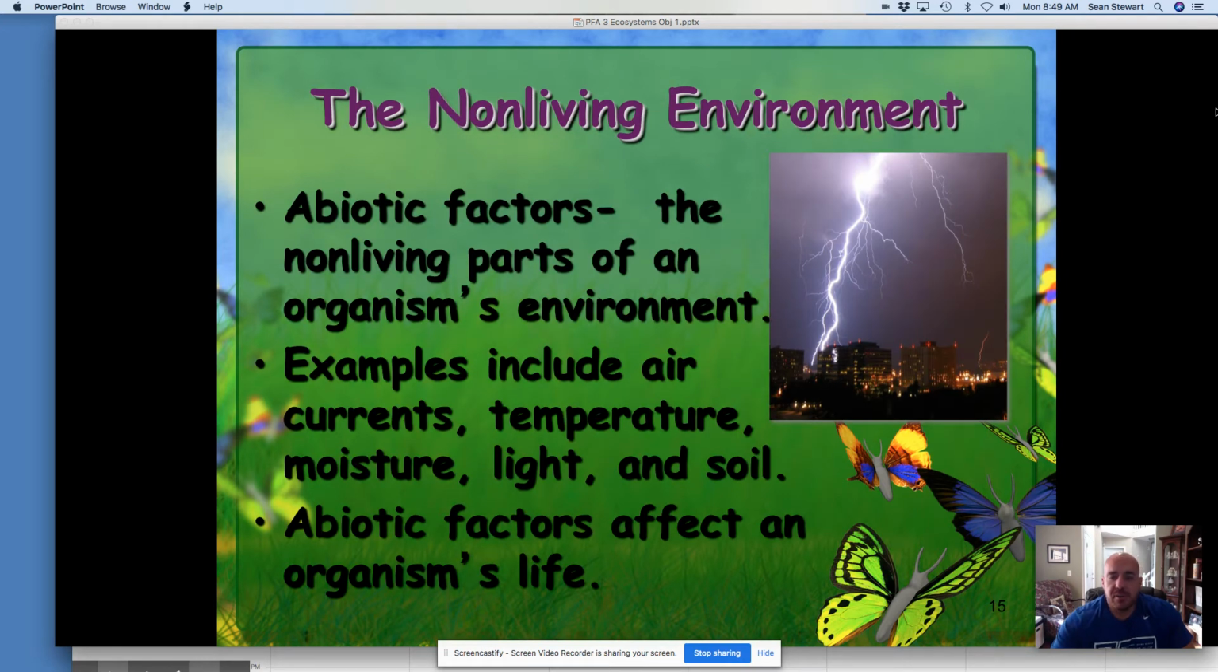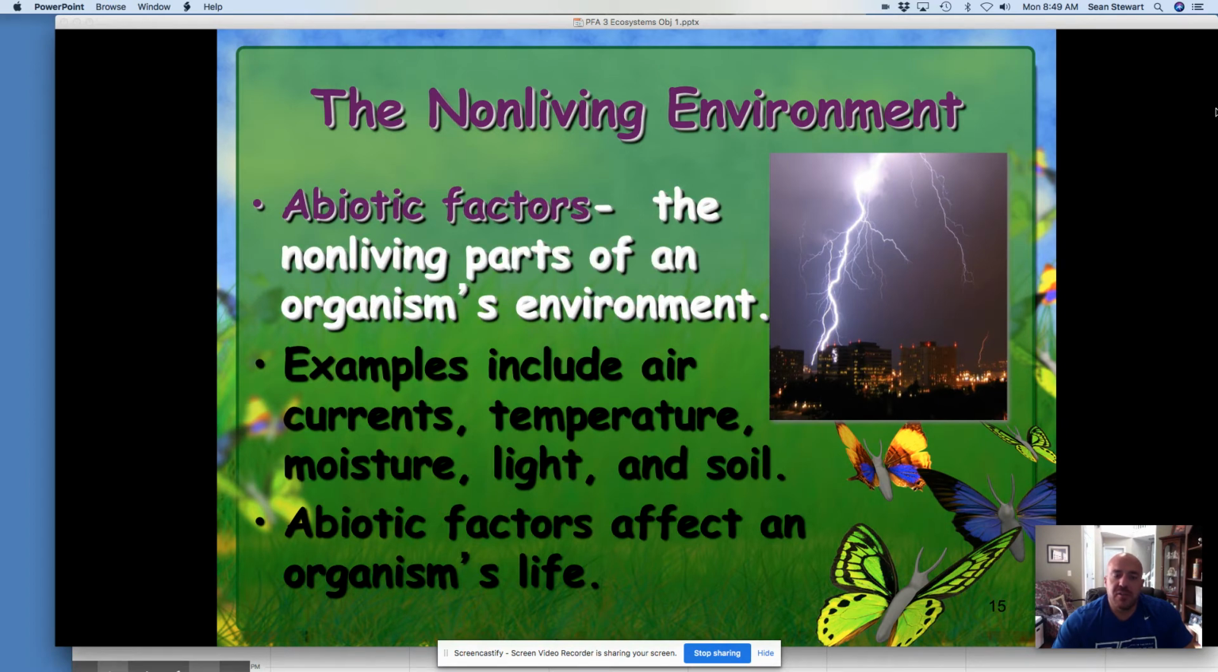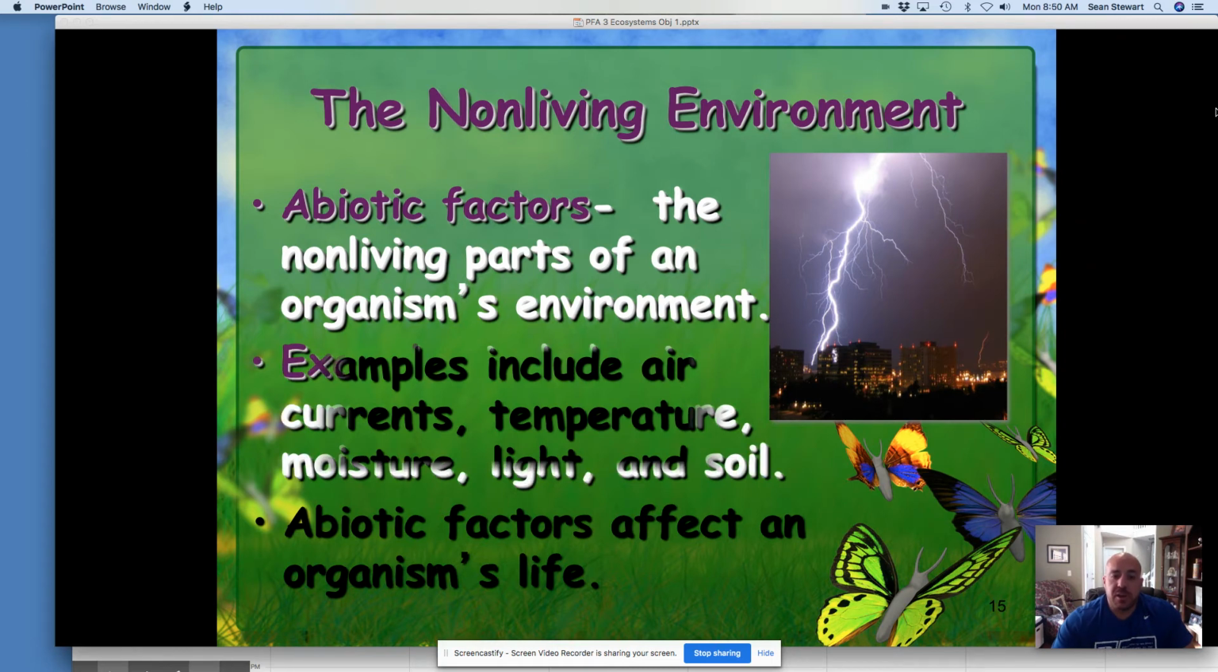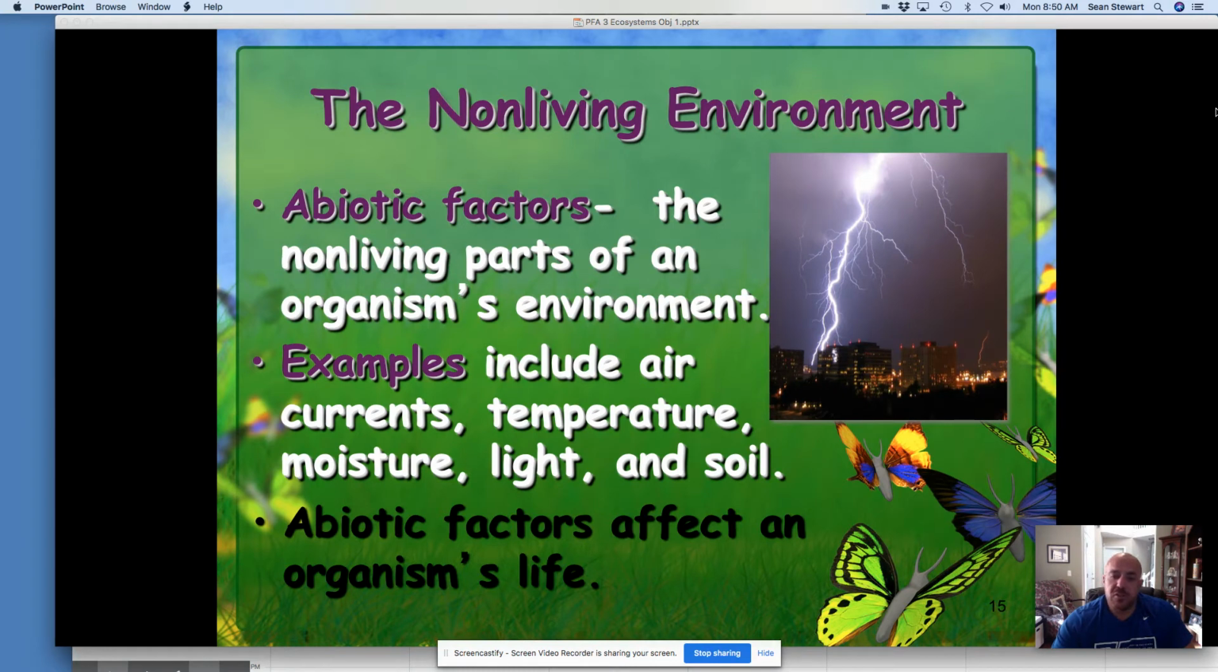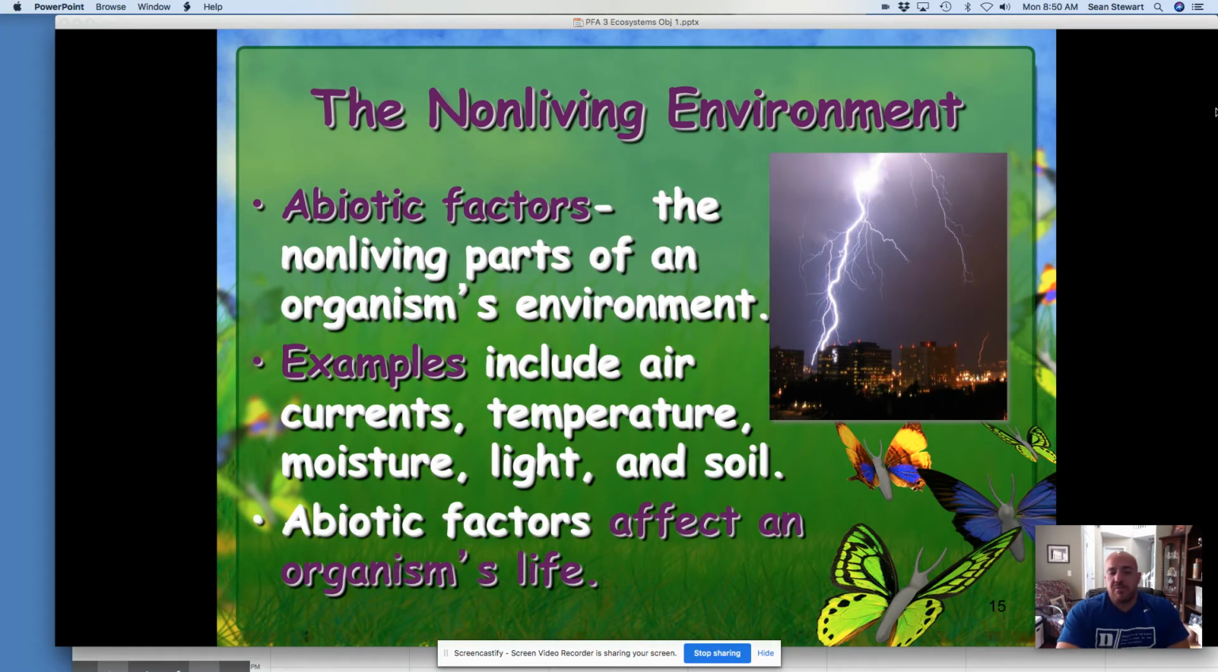The non-living environment, we said ecology studies the living and non-living parts of the environment. The non-living is considered an abiotic factor. So that's anything that's not living in an organism's environment. Some common examples: air currents, temperature, moisture, light, soil. These abiotic factors have a huge effect on an organism's life. A polar bear would not do well in the rainforest, way too hot. So he's not adapted to that kind of temperature. Just like the animals that live in the rainforest wouldn't do well in the polar bear's climate. So these abiotic factors determine what kind of organisms can live where.